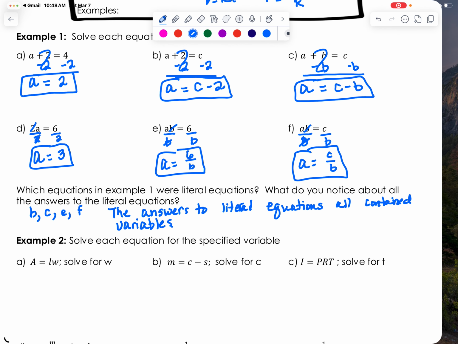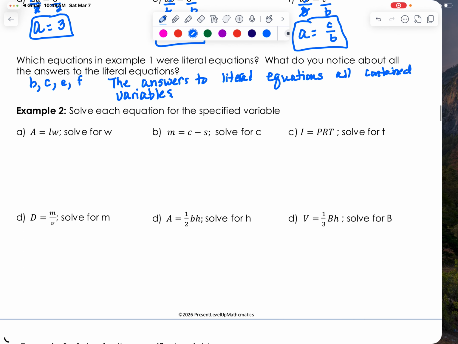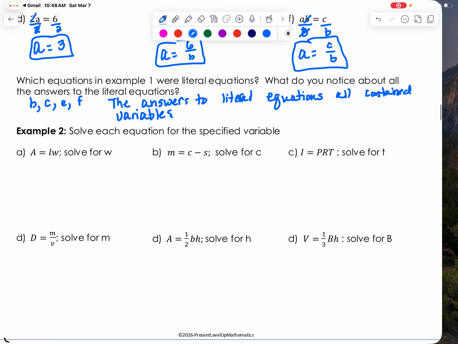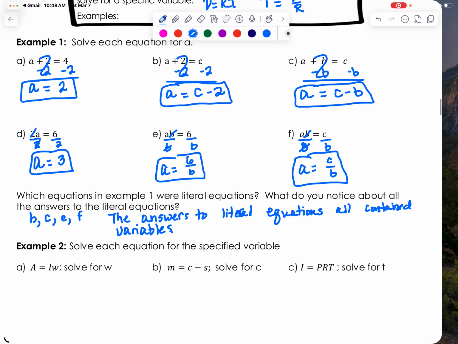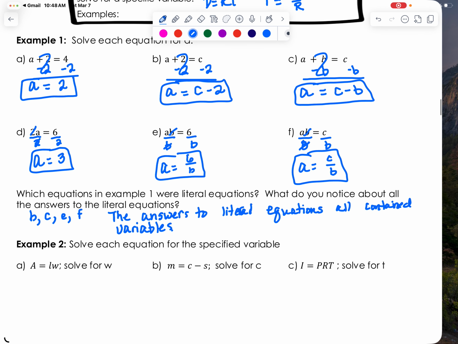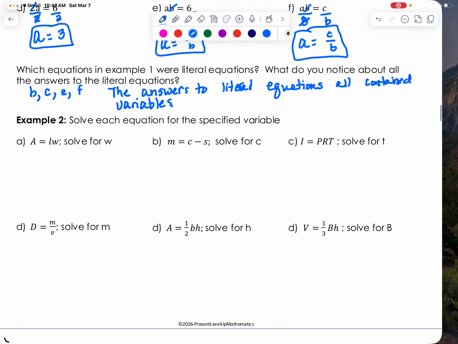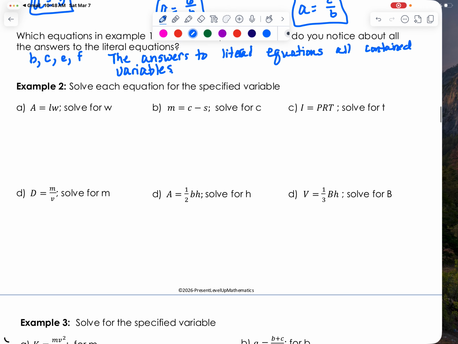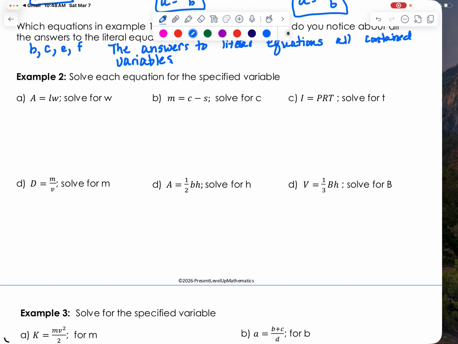All right, example 2. It says solve each equation for the specified variable. Now, in example 1, we were solving for A every time. In example 2, we will be solving for a different variable in each problem. So in problem A, it says A equals the length times the width, and they want us to solve for W. So this is just the area formula for a rectangle.